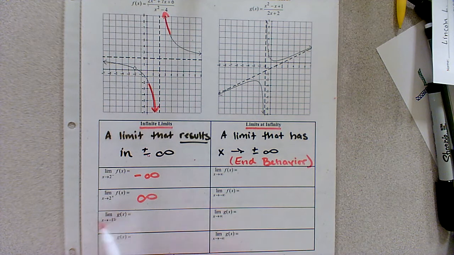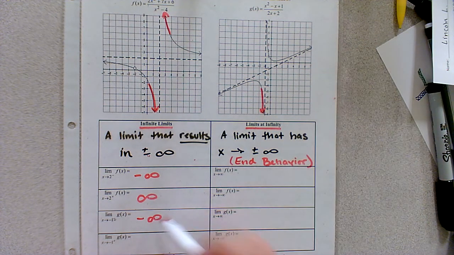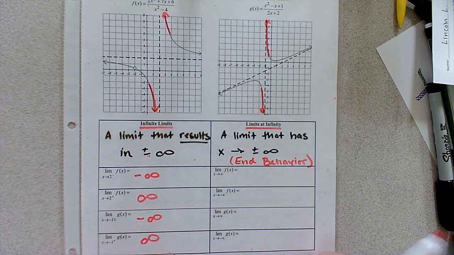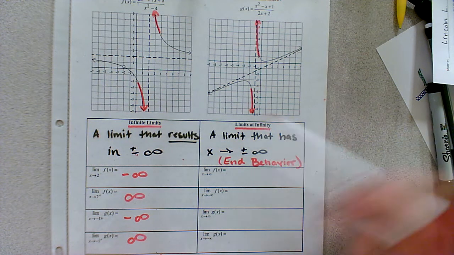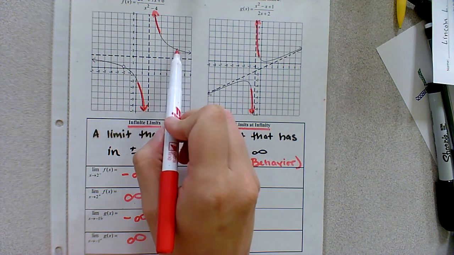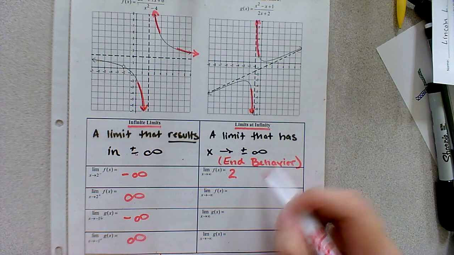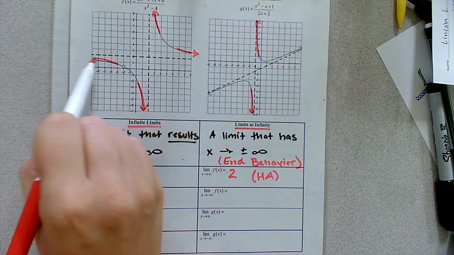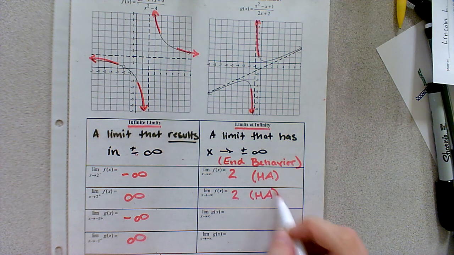On the g graph, we want to approach -1 from the left. Looks like we would go down. And if we approach -1 from the right, looks like we would go up. Now for limits at infinity, we're going to go to the far ends of the graph. For the f of x graph, if we go forever to the right, looks like we would level off at the horizontal asymptote of 2. And if we go forever to the left, looks like we'd level off at 2 again.